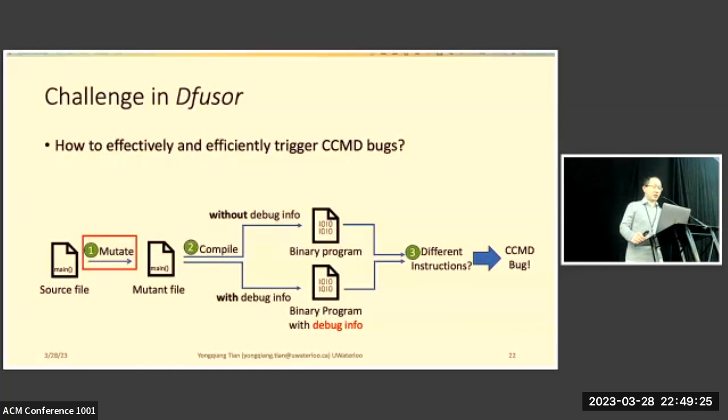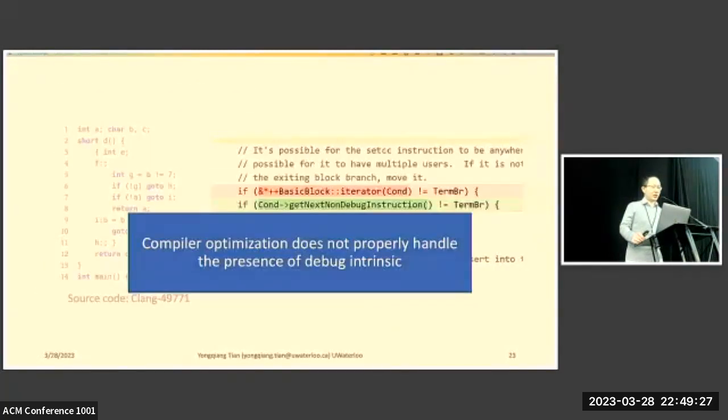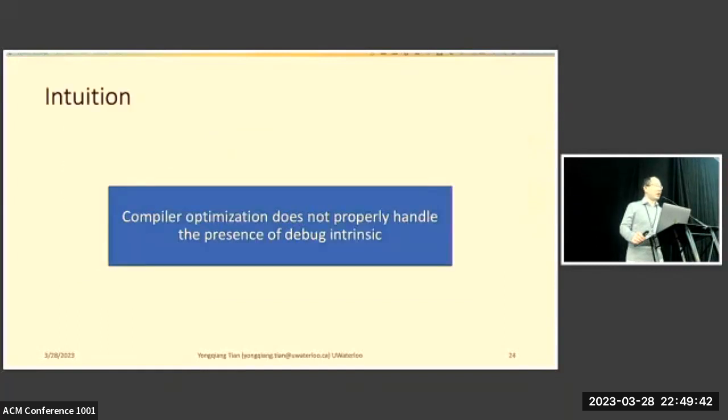So let's go back to our previous examples here. As I just mentioned, one of the major root causes is that compiler optimizers do not properly handle the principles of debugging intrinsics. So based on this major root cause, we can design two intuitions.